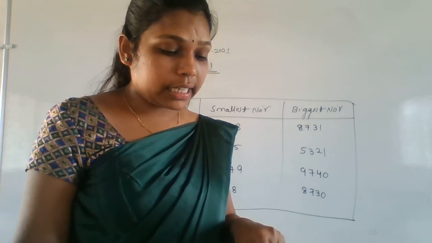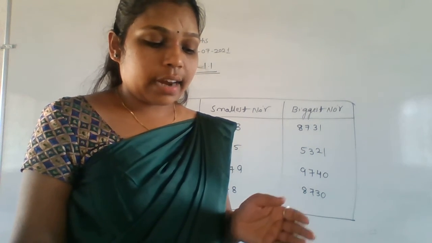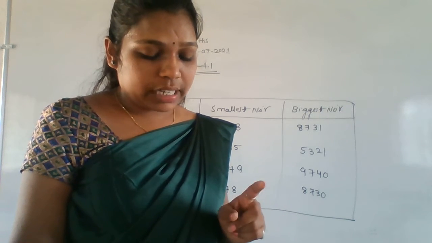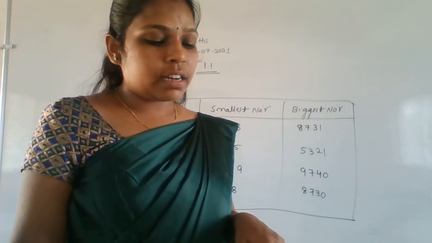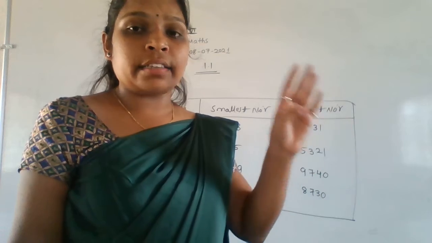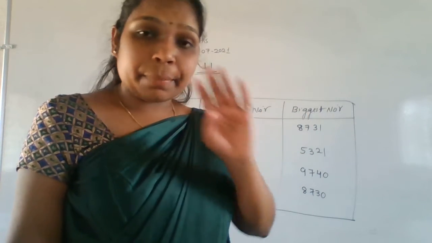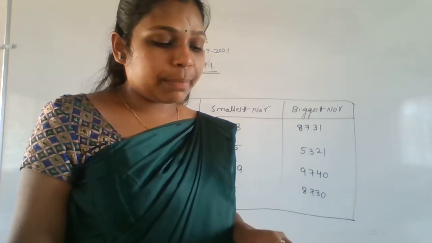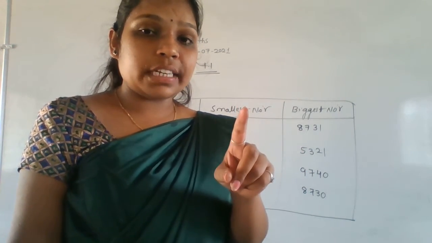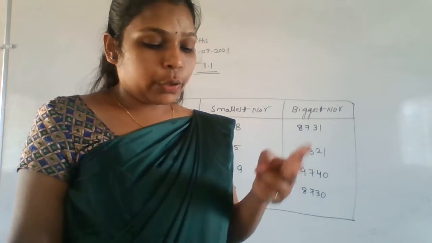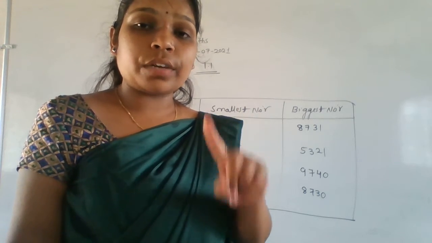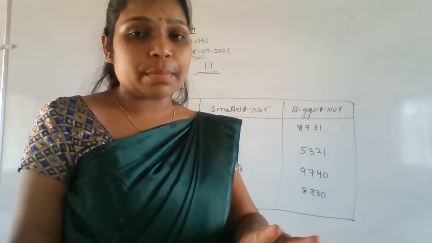What is the third main here? Form the largest and the smallest 4-digit number by using any one digit twice. Here also they told us to make a 4-digit number only, the smallest 4-digit number and the biggest 4-digit number. They have given only 3-digit numbers. Why? You have to use any one of the digits twice, which means 2 times you have to use it.